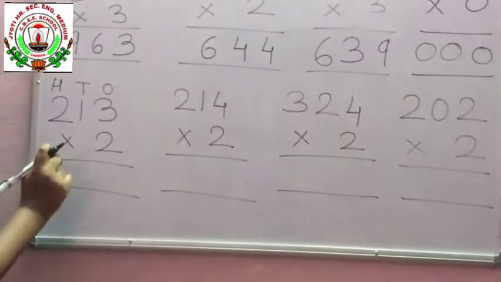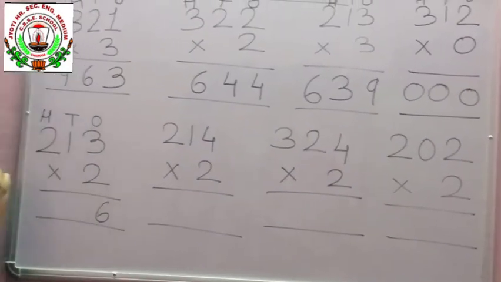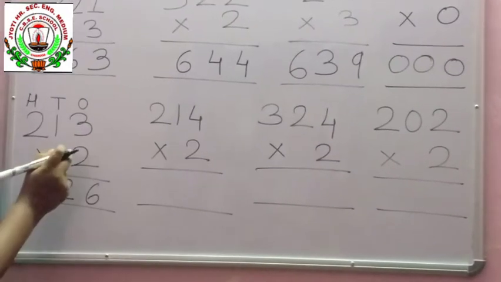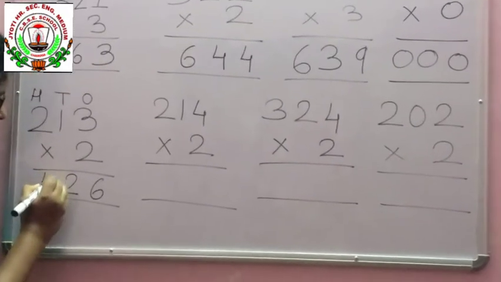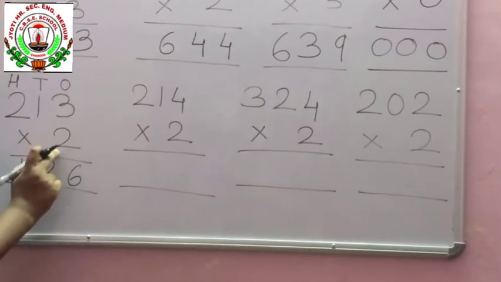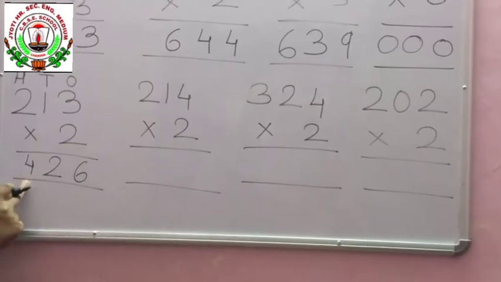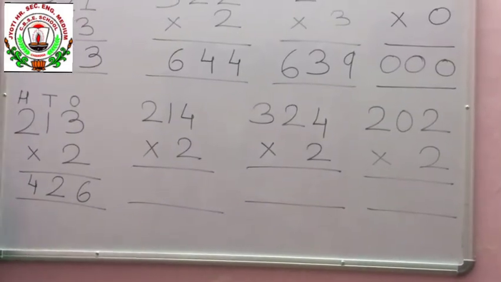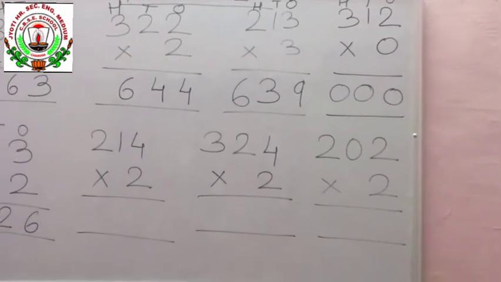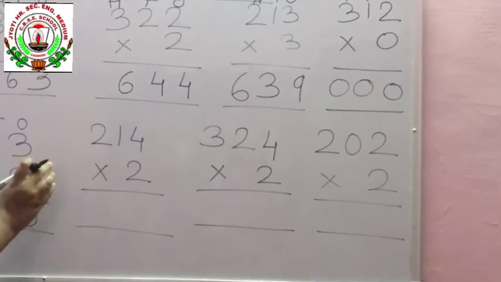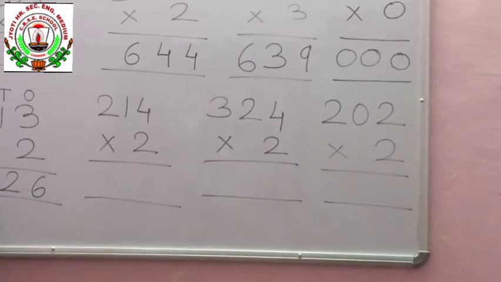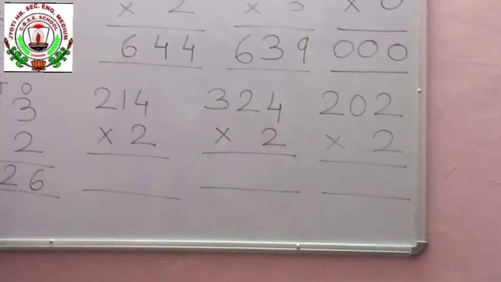Next question. Here again ones digit, tens digit and hundred digit. 2 threes are 6. So we write 6 in the ones place. 2 ones are 2. We write it in the tens place. 2 twos are 4. We write it in the hundred place. 213 into 2, the answer is 426. Understand? Children, you have to learn all the multiplication tables from 2 to 10 so that it will help you. The multiplication table helps you solve these questions very easily.